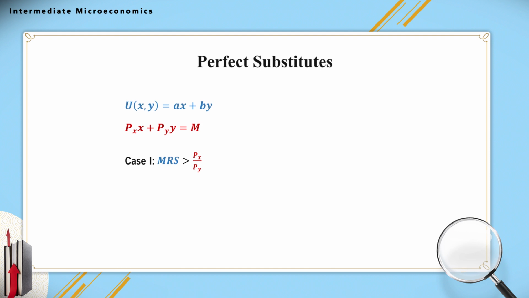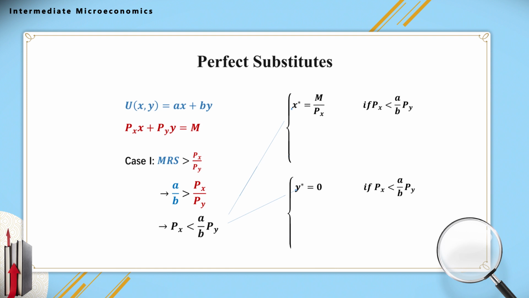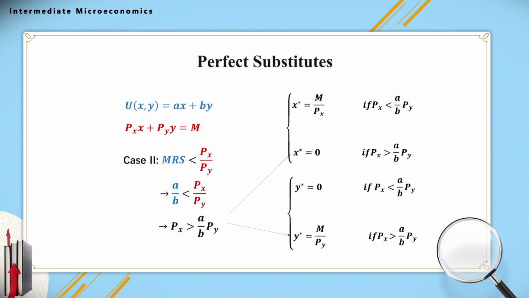Now we can write the demand function for the perfect substitutes. It's a piecewise function. In the first case, MRS larger than Px over Py. That's to say, Px less than a over b times Py. All the income is spent on x. The demand for y is 0, while the demand for x is M over Px. When MRS is less than Px over Py, all the income is spent on y. The demand for x is 0, while the demand for y is M over Py.